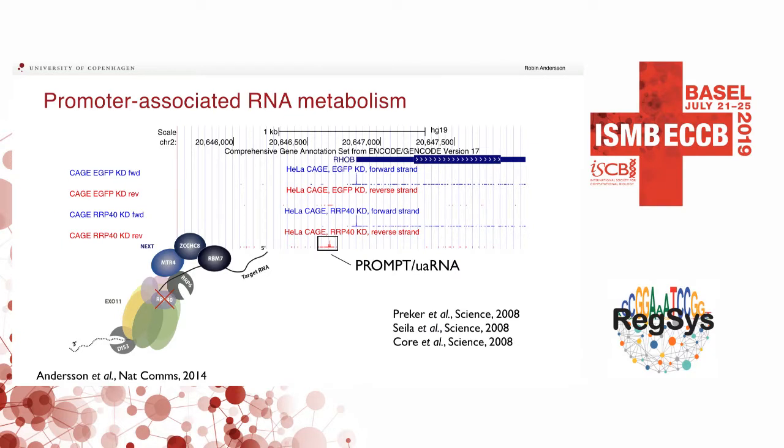And if you do that, you can see a new transcription start site coming up just upstream of the mRNA transcription start site in the antisense direction. And these are called PROMPTs, for promoter upstream transcripts, or uaRNAs, upstream antisense RNAs. And they were discovered by three independent labs, the Torben Jensen lab, Phil Sharp, and John Lis labs, basically at the same time. So what we see here is something that we refer to as divergent transcription.